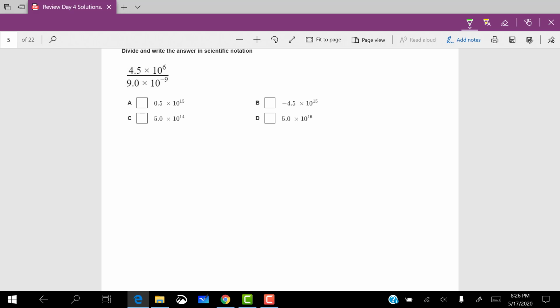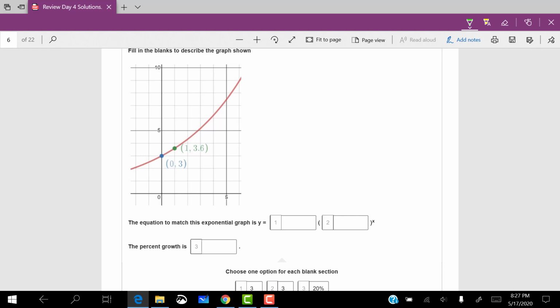All right, a division here. So we're going to divide these in 2 parts because multiplication and division kind of work all in the same step in the order of operations. So 4.5 divided by 9 is going to be 0.5. 10 to the 6th divided by 10 to the negative 9th. That's going to give me 10 to the 15th, because 6 minus a negative 9. Now this is not scientific notation. So if I make this 10 bigger, I must make this 10 smaller, which is going to give me 10 to the 14th. Letter C.